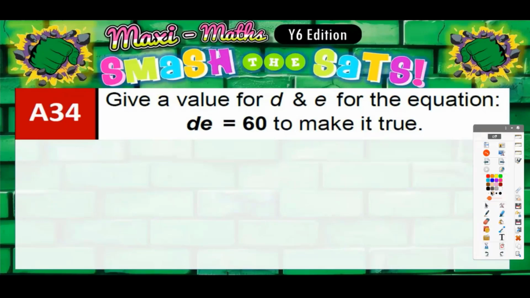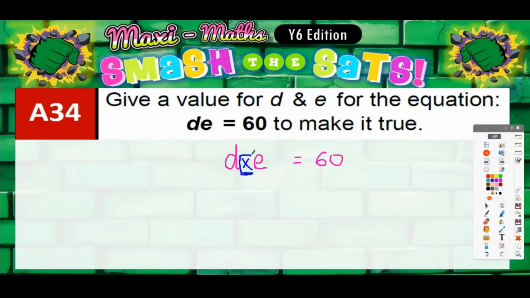Question 34, give a value for D and a value for E for the equation DE equals 60 to make it true. Now, what you need to know here is in algebra, whenever you see two letters right next to each other, the two letters can take different values. So D can be one value, E can be another, but there is an invisible times sign between the two letters. So DE actually means D times E.